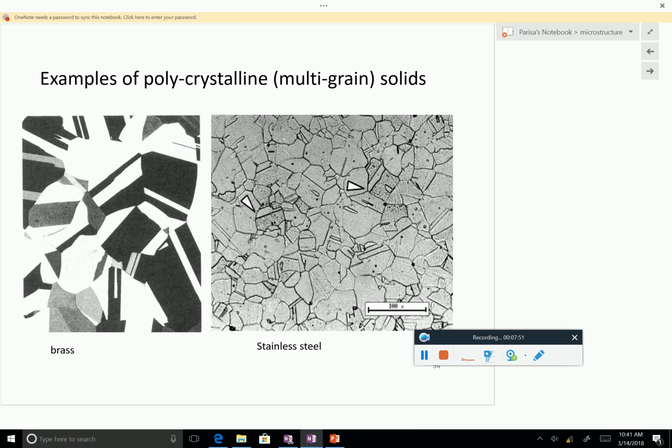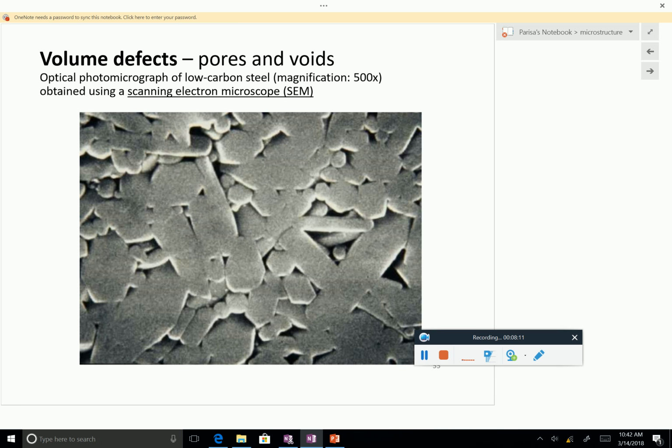Just so that you get a sense, those are cartoons. This is what it really looks like. You are looking at a steel on the right-hand side, and brass, I think, on the left-hand side. So you see how the grains look, and you have all these boundaries. And finally, the volumetric defects are voids that you may have in the structure. This is also an SEM image of a low carbon steel where you have voids, as you can see in the image. There's some empty space. Okay.